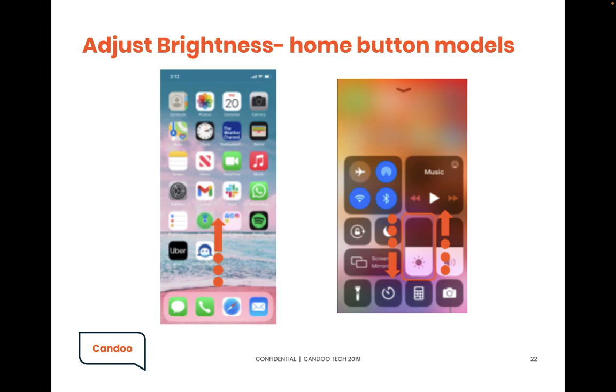If you have an iPhone with a home button, you simply will then drag your finger upwards, I'd say about halfway, and then you'll have the control options appear from the bottom up with the brightness controls available, just like with the newer models.